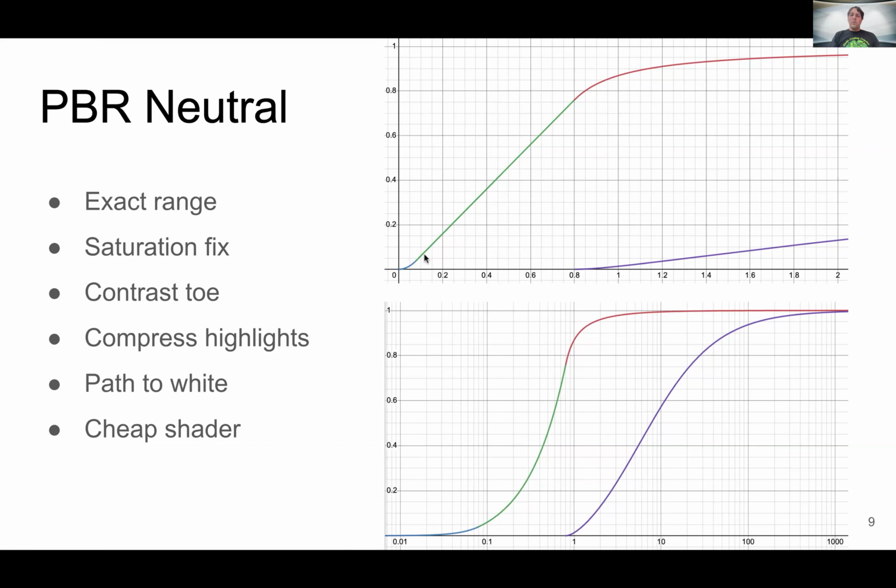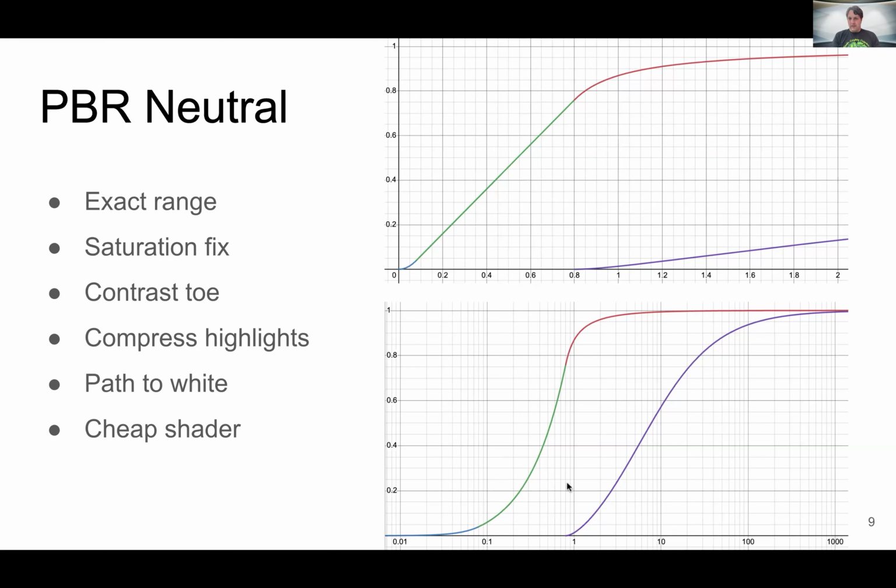And so what you see is this green part is basically our exact range. This is where we can say, if you're between 0.08 and 0.8, this is in linear space. You have to convert that for sRGB. Then we can basically make these guarantees about these values coming out exactly under white light. And then the red portion up here is where we're compressing the highlights. The blue portion at the bottom is the contrast toe, which sort of gives us a smooth transition to blacks.